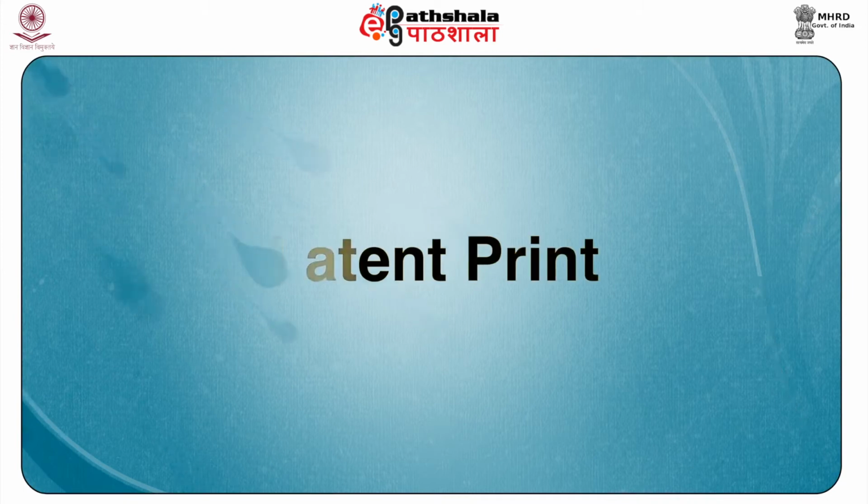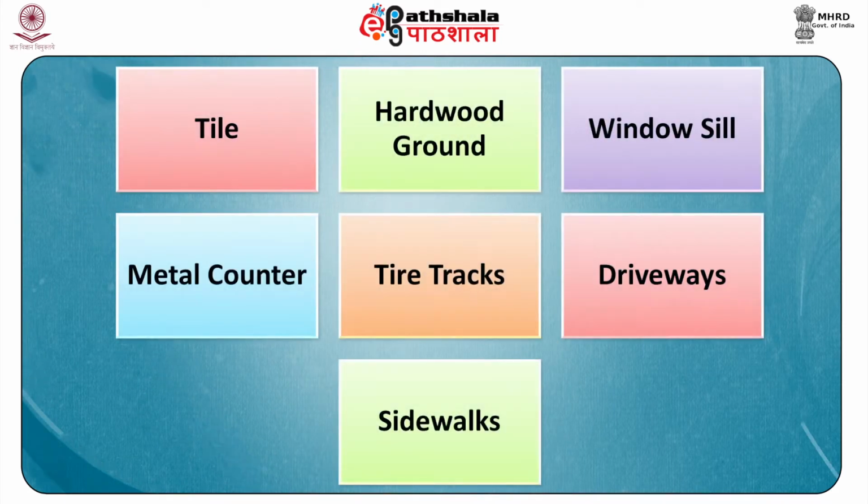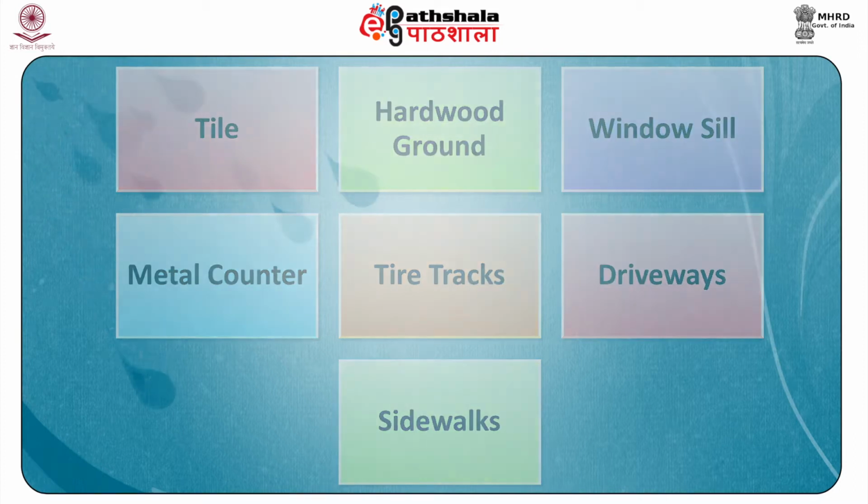Next category is the latent print. A latent print is not easily observable to the bare eye. This is formed by static charges between the sole or tread and the surface. Investigators use powders, chemicals and alternate light sources to observe these prints. Illustrations include shoe prints identified on a tile or hardwood ground, window sill or metal counter, or a tire track detected on a road surface, driveways or sidewalks.